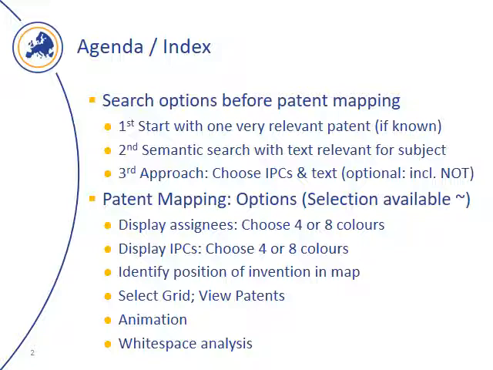The third approach is a rather classical one, that one chooses patent classes, international patent classes, and text. In this respect sometimes it's also recommended to use the NOT function to exclude technical fields which should not appear in the result list. After this patent search has been done, the patent mapping may be used.